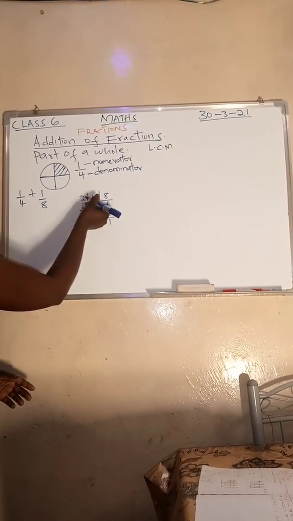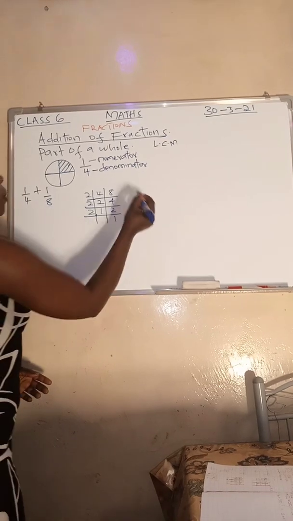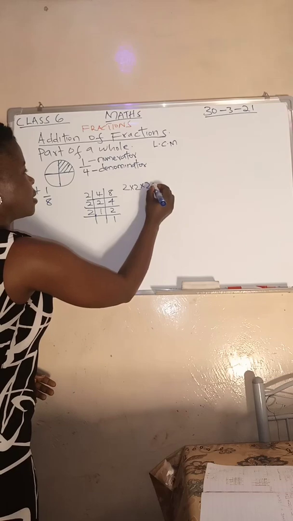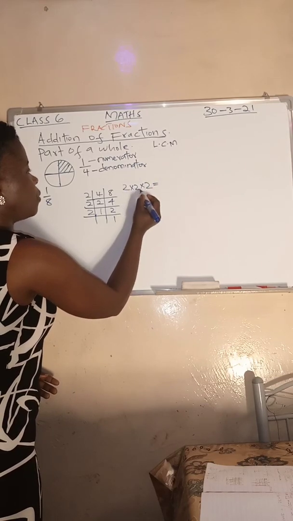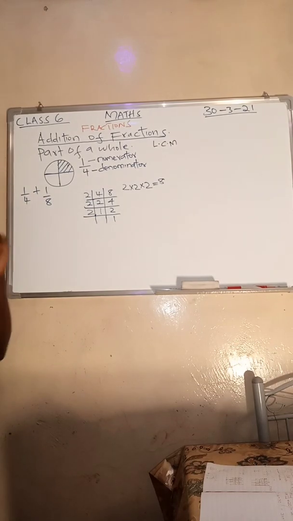For the LCM, we will now multiply the numbers outside here. 2 multiplied by 2 and 2. So I will write here 2 times 2 times 2. And what is that? 2 times 2 is 4. 4 times 2 is 8. So once I have my 8, then I have my LCM.